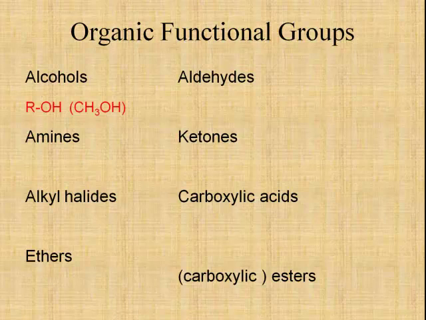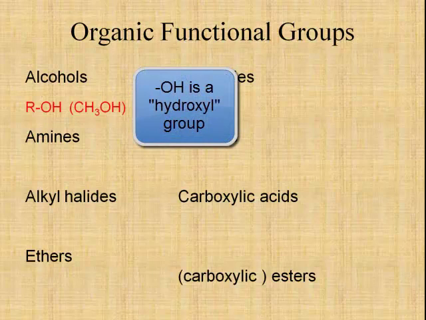Alcohols can be represented by the general formula ROH. A specific example is CH3OH, or methanol. So if I begin with an alkane, and I remove one of the hydrogens, and I replace that with an OH group, that's called a hydroxyl group, by the way, then that would give me an alcohol.